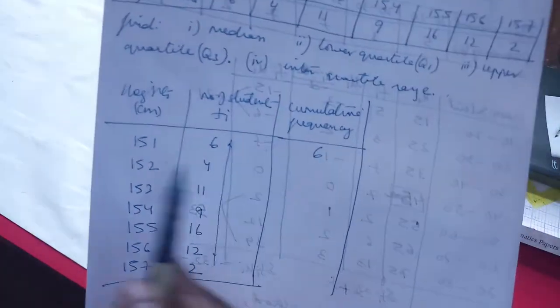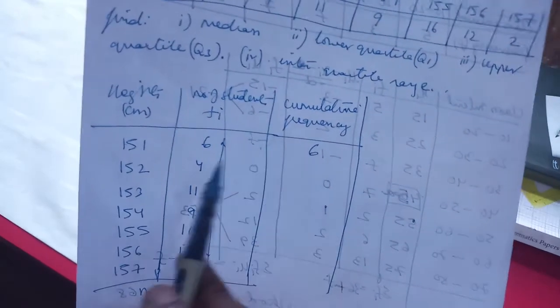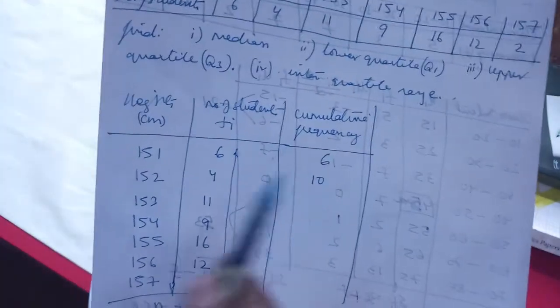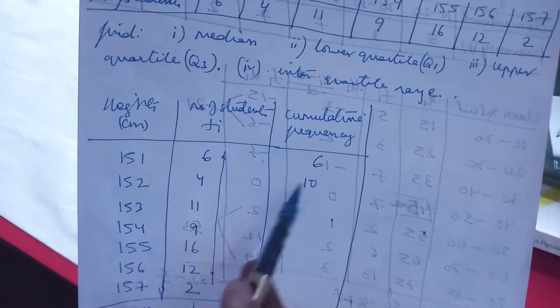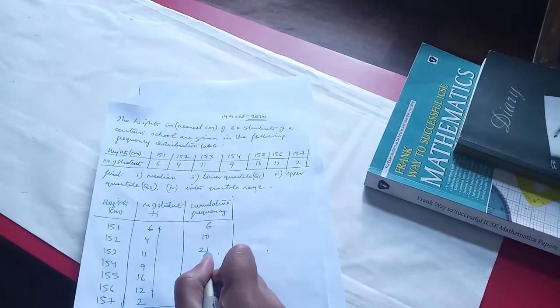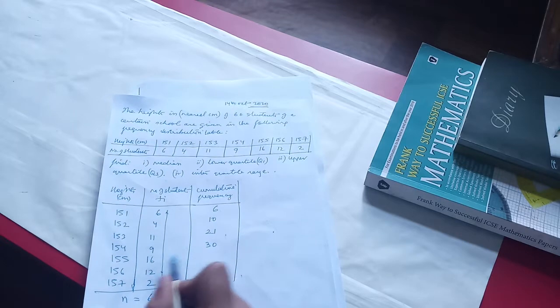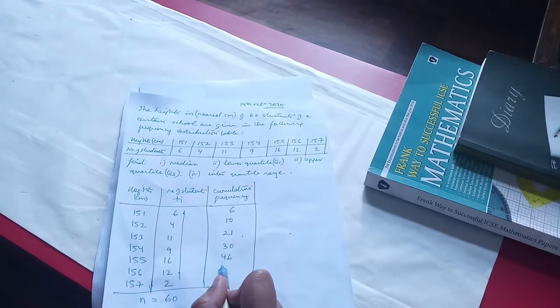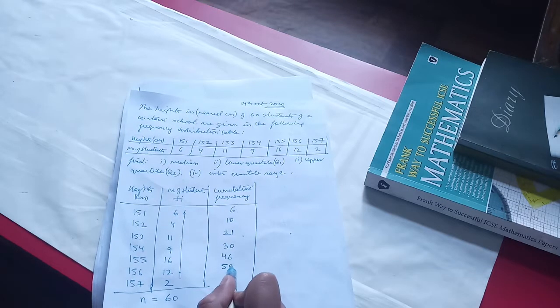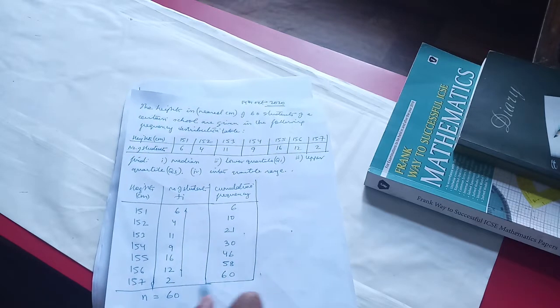Now to get the next cumulative frequency, you have to add the next frequency, 6 plus 4, 10. I think you have done this in the previous classes, class 8 and 9. 6 plus 4, 10. 10 plus 11, 21. 21 plus 9, 30. 30 plus 16, 46. 46 plus 12, 58. 58 plus 2, 60. So these two should match. That means it is correct.